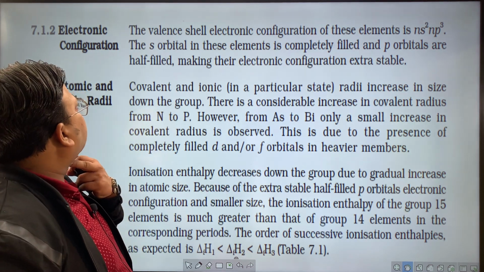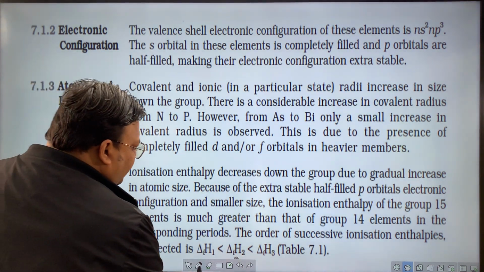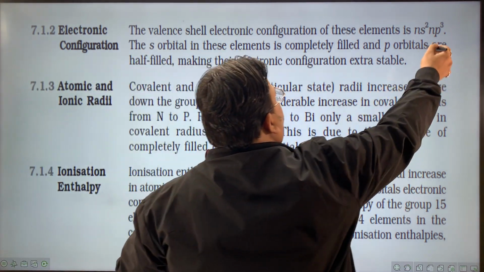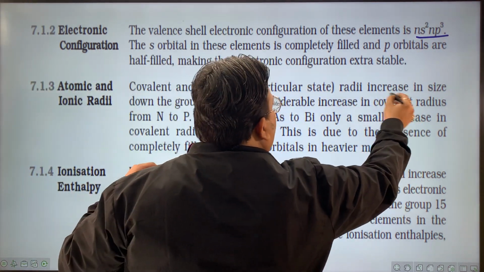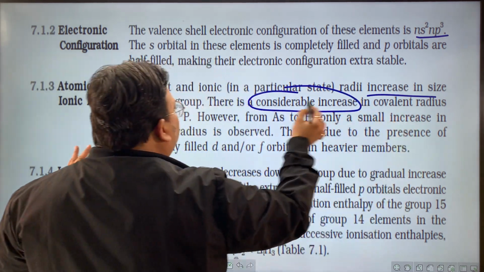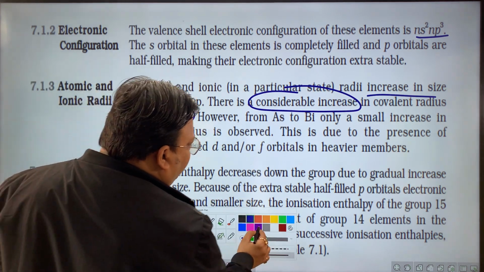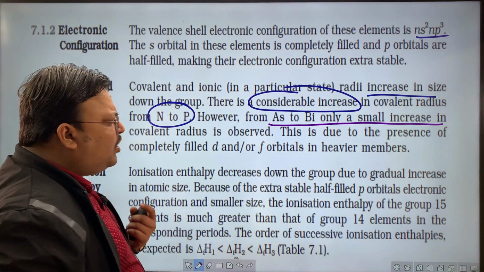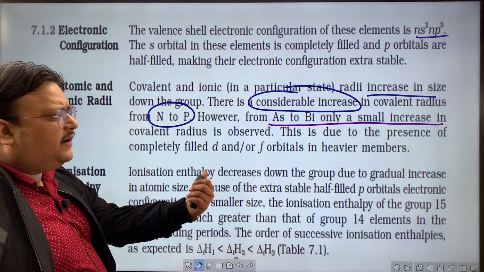Now moving on, electronic configuration, atomic and ionic radii, ionization energy. Very quickly we'll see if there is anything different. The valence configuration is ns2np3, that's understood. Covalent and ionic radii increase down the group. There is a considerable increase, this is what I was telling you, between nitrogen and phosphorus. From arsenic to bismuth, a small increase in radii, a small difference in ionization energy. This is due to the presence of completely filled d and f orbitals.